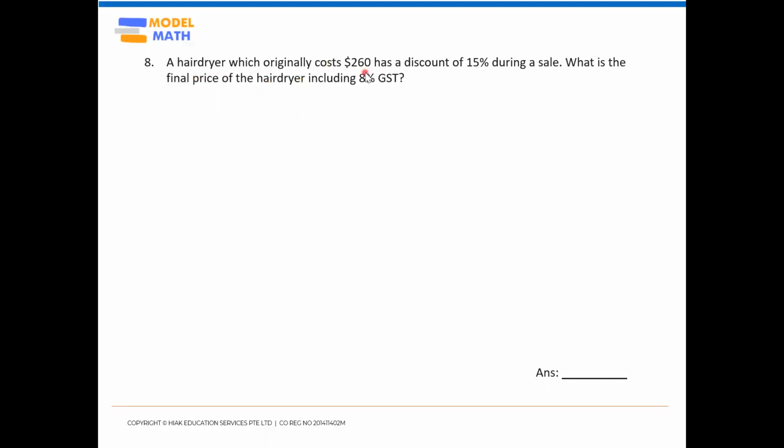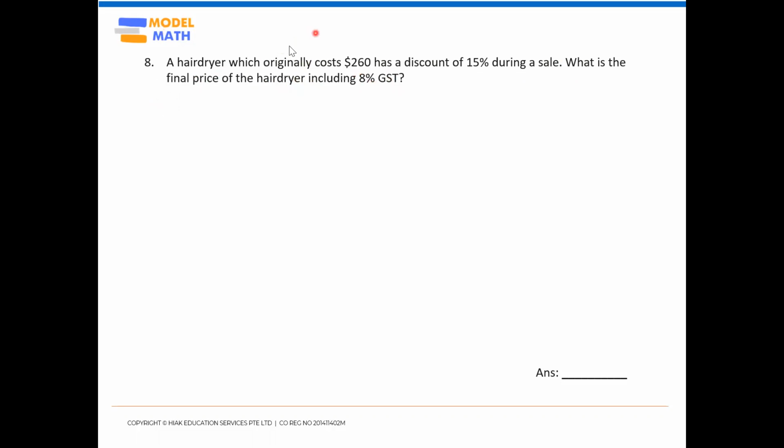A hairdryer, which originally cost $260, has a discount of 15% during a sale. What is the final price of the hairdryer, including 8% GST? So very nice. This question, in fact, they already started by giving us the original price. So now it's kind of like working forward to find the final price.